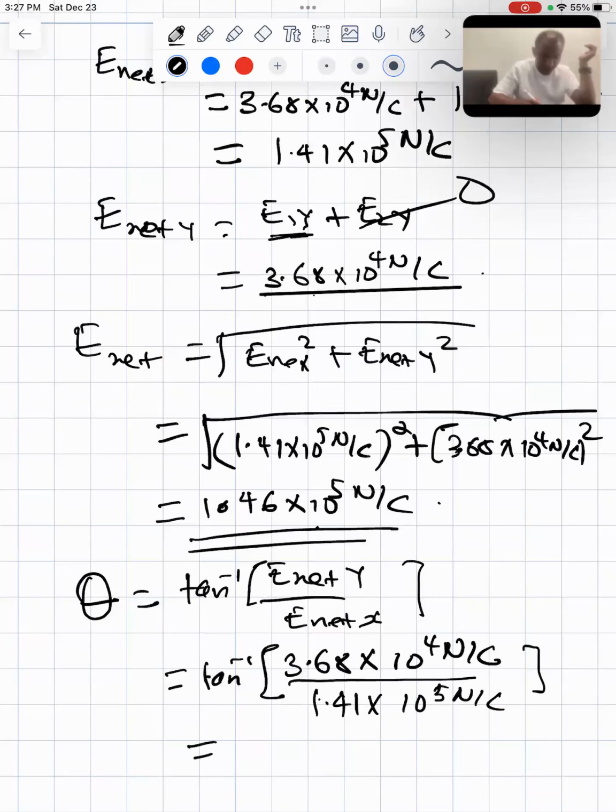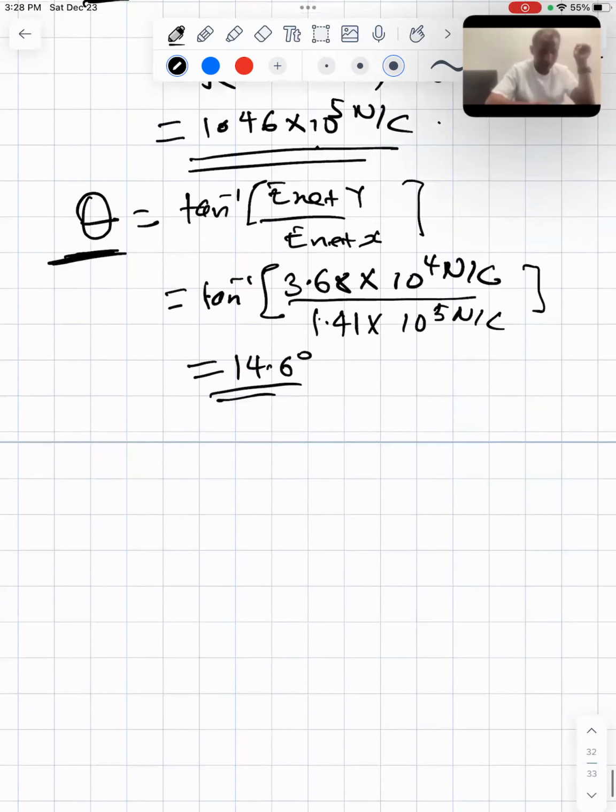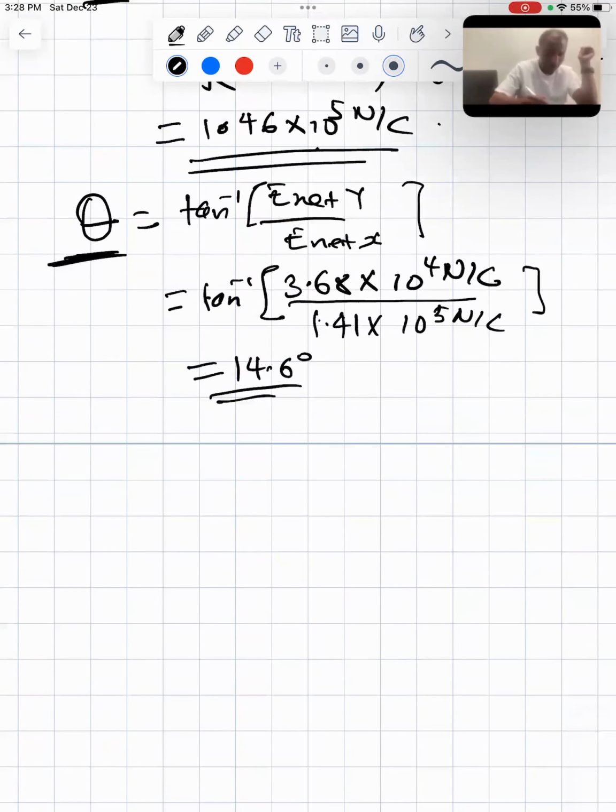And then the net vector angle is going to be 40.6 degrees. That's the angle, so I found the direction. Theta is the direction, and I found the magnitude. This is how you find the electric field if you have two components. I'll not repeat. I'm done. Now let me go to the next topic, electric field lines.